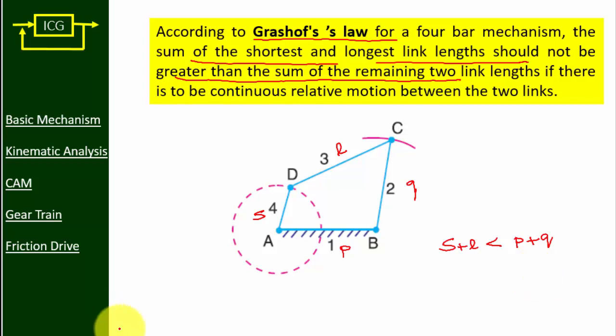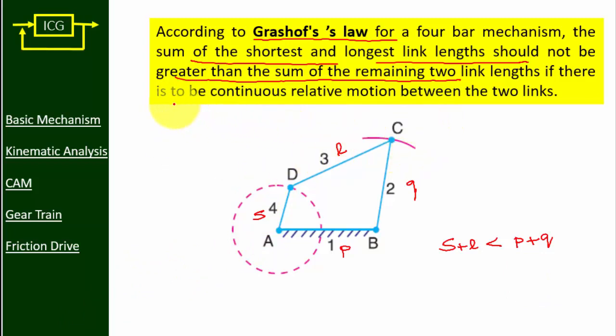Okay, so this is one of the conditions. You can take any value for S and L, but S plus L should be less than P plus Q. So this is the condition to be satisfied for a 4-bar mechanism. Now the question is, what will happen when it does not satisfy this condition? So very simple. So why should it satisfy that condition?